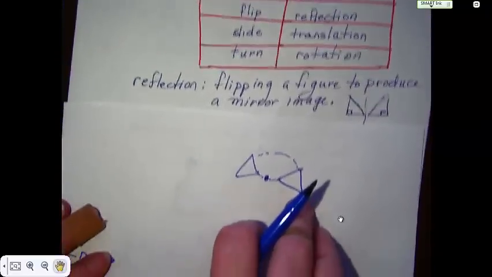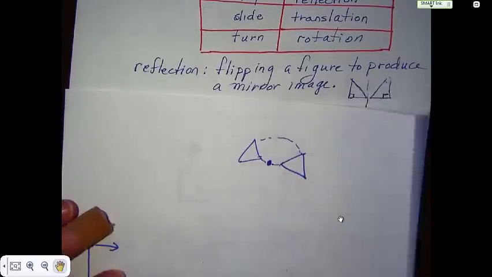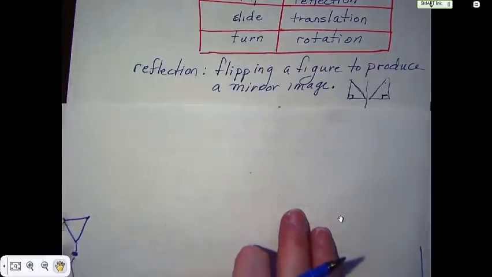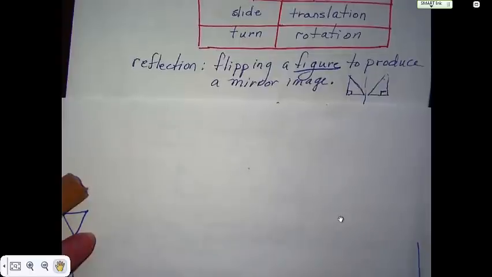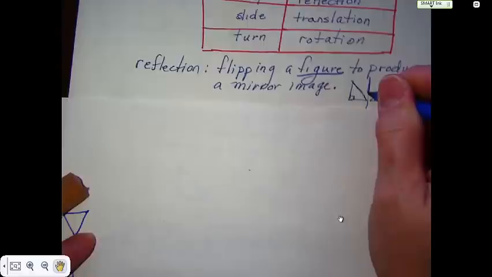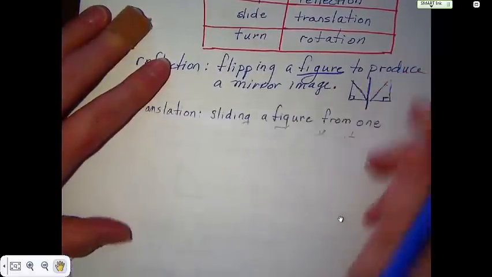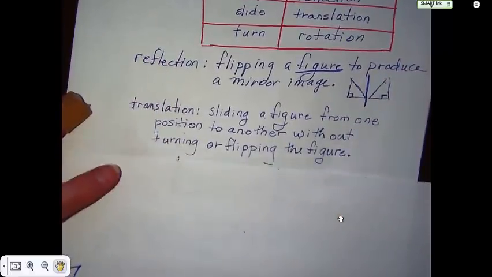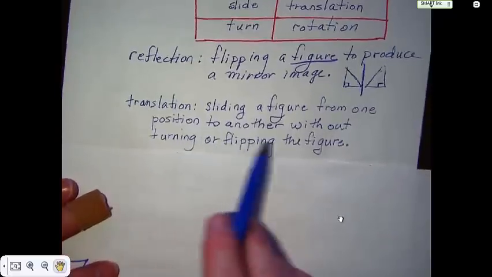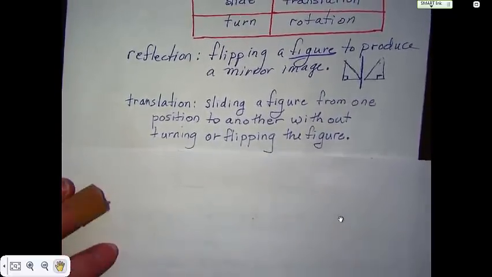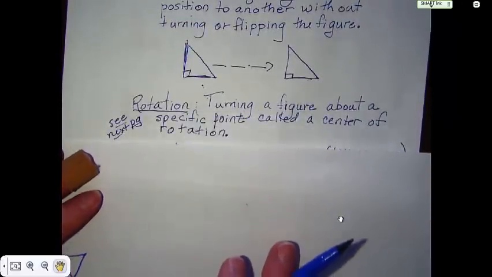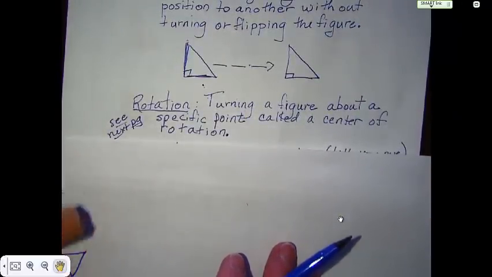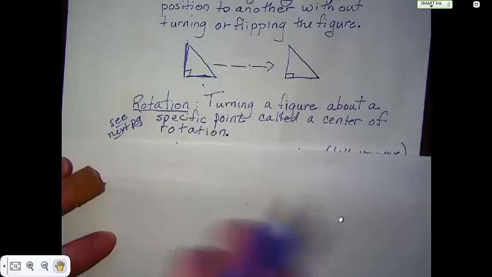So here are some better definitions, and yes, I do want these in your notes. Okay, reflection is flipping a figure to produce a mirror image. This is a good example of that. A translation is sliding a figure from one position to another without turning or flipping the figure. And there's a picture of that. Rotation is turning a figure about a specific point called a center of rotation. And I have a picture of that on the next page.